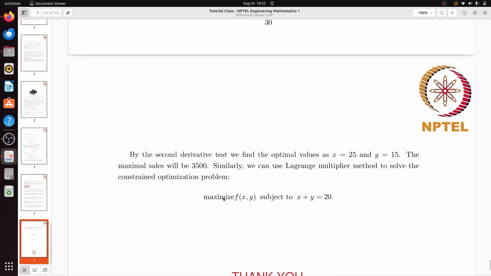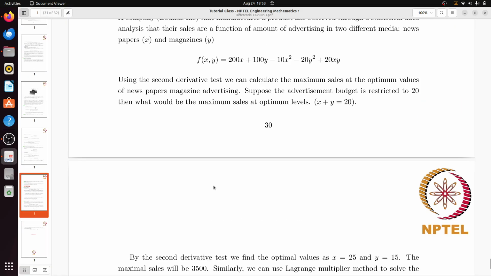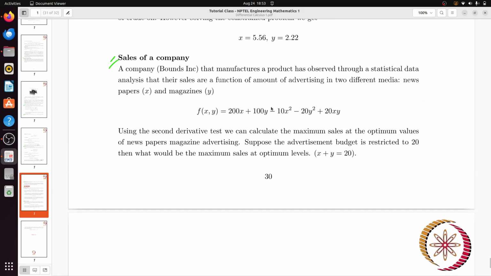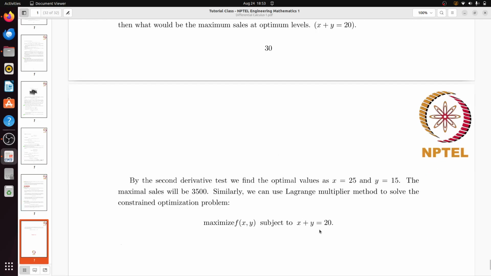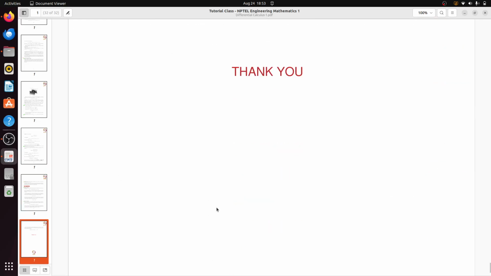So you need to find the optimal value by minimizing. Your minimizing problem will be this: you need to minimize with respect to the constraint x plus y equal to 20.